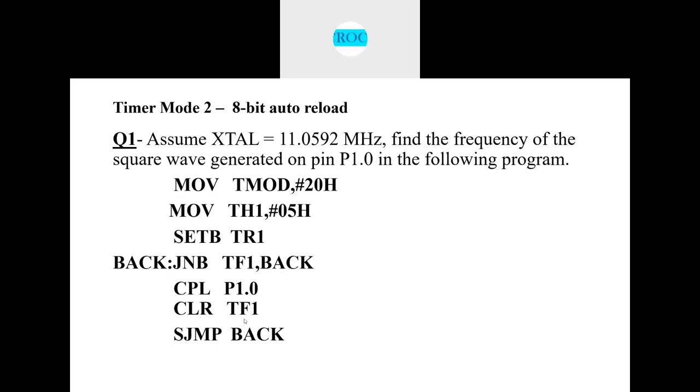Next you clear the overflow flag, and again go back here, right? Since the TL1 register will be reinitialized with 05h, again it will count from 05h, and whenever that register reaches 256 counts, the overflow flag will be set to 1 again. It will stop executing this instruction, go to the next instruction, and this process will continue. Now for this program you need to calculate the frequency generated because of the initial count loaded into the higher byte register, 05 here.